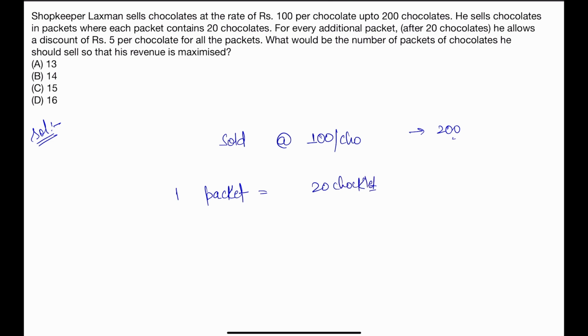Okay, for every additional packet after 20 chocolates, he allowed a discount of rupees 5 per chocolate for all the packets. What would be the number of packets of chocolate he should sell so that his revenue is maximized? Revenue is maximized, and the options are 13, 14, 15, 16.